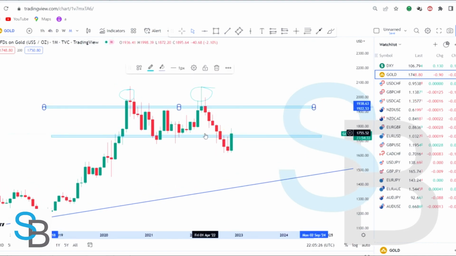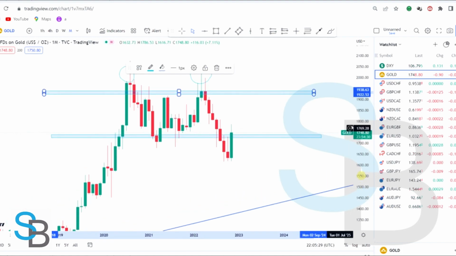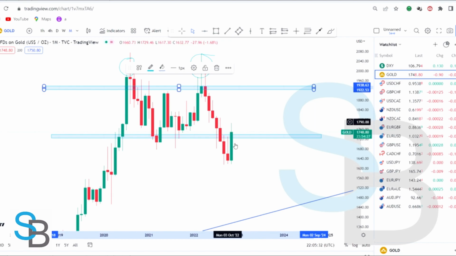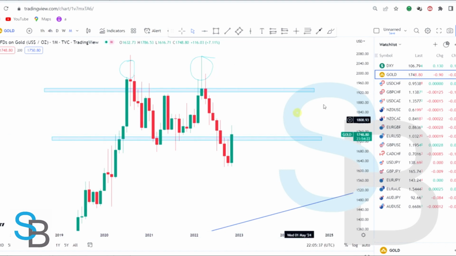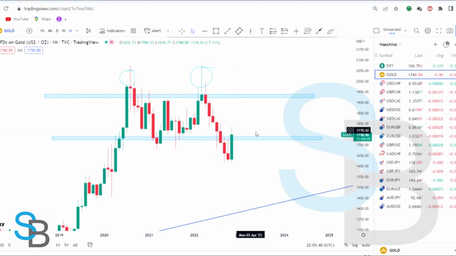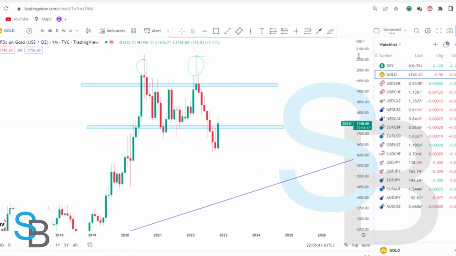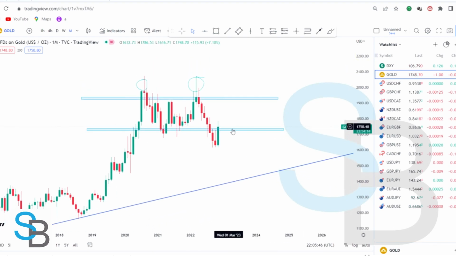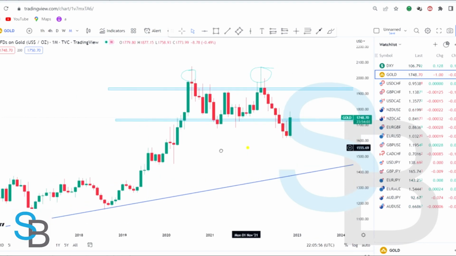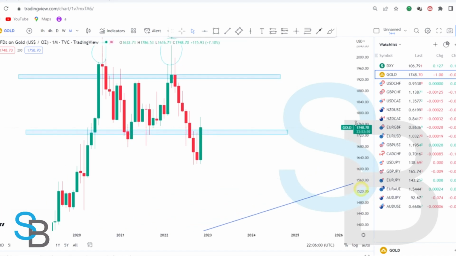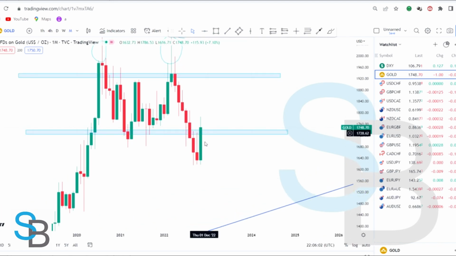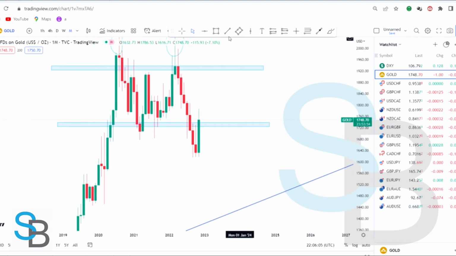Okay, so gold came and broke this neck region, and we know that whenever it breaks the neck region, before it continues, it tends to come and retest the region. Okay, you have to understand that the market likes retesting past regions. Okay, past price regions. The market loves to retest, so you always see a retest. The market doesn't just keep going. Okay, it goes, retests, goes and retests.